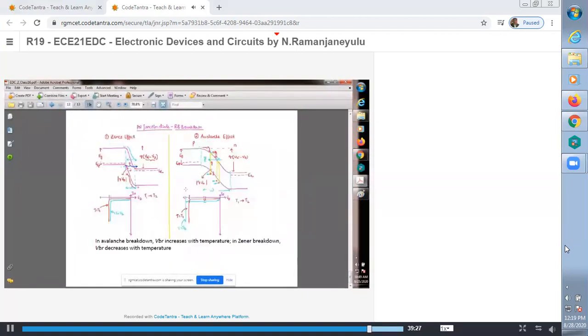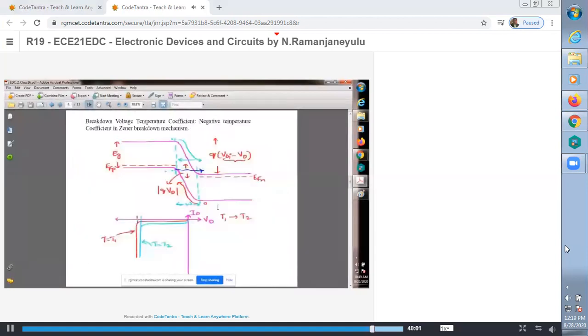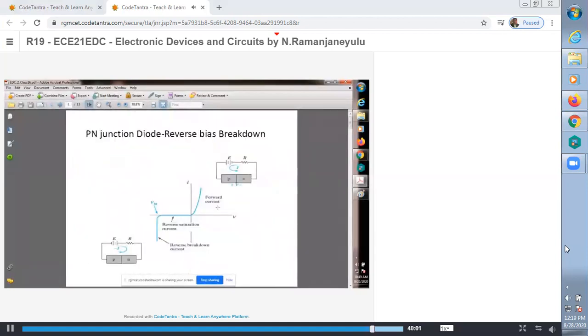Now coming to the temperature characteristics: Zener has a negative temperature coefficient, whereas avalanche has a positive temperature coefficient. Remember this. This is about the breakdown mechanisms in PN junction diode.